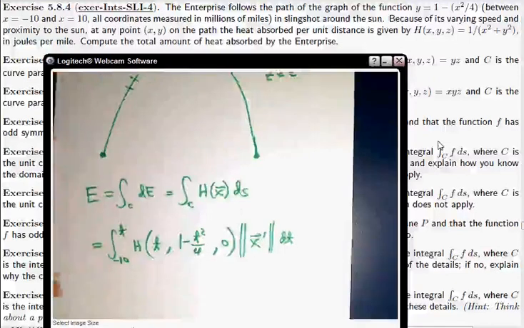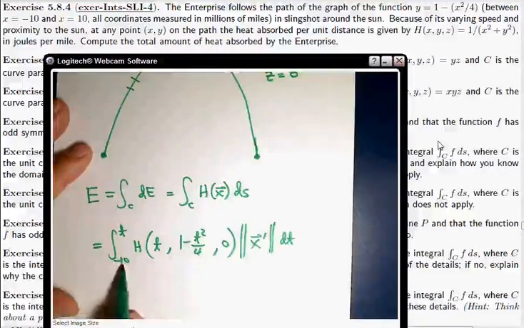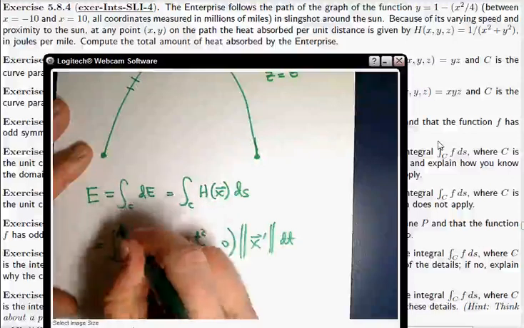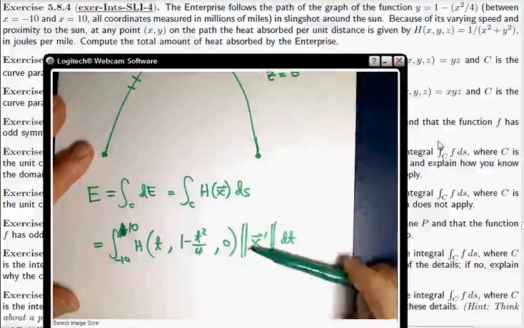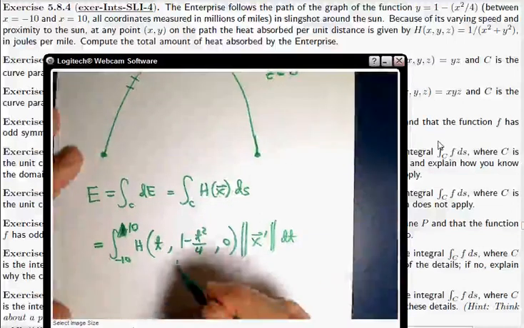Sorry, I wrote -10 to t. I meant -10 to 10. My apologies. I don't know what I was thinking about, something else there, apparently. So this is now a single variable integral that represents this scalar line integral that answers our problem. So you just evaluate this.